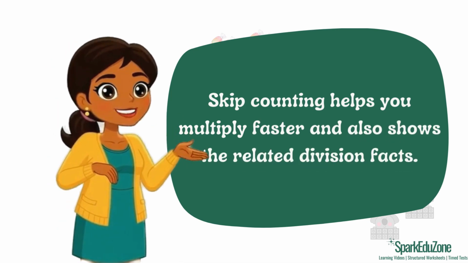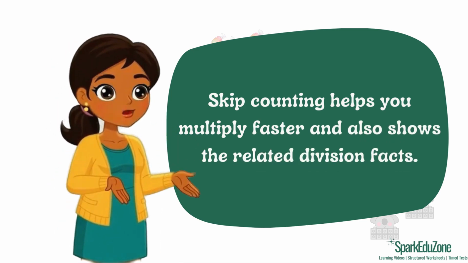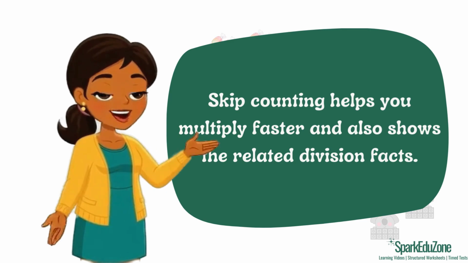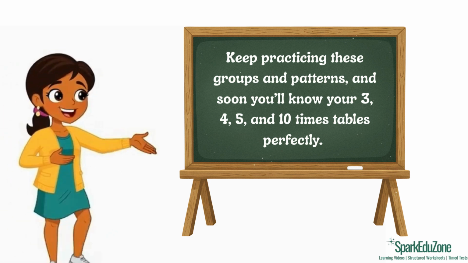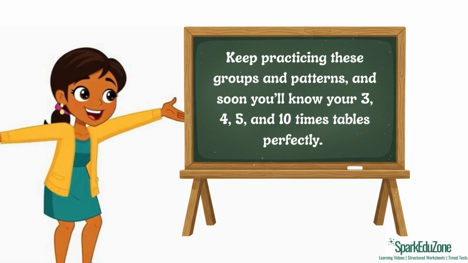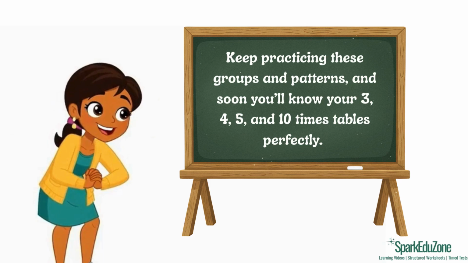Skip counting helps you multiply faster and also shows the related division facts. For example, if 3 2s are 6, then 6 divided by 2 is 3. Keep practicing these groups and patterns, and soon you'll know your 3, 4, 5, and 10 times tables perfectly.